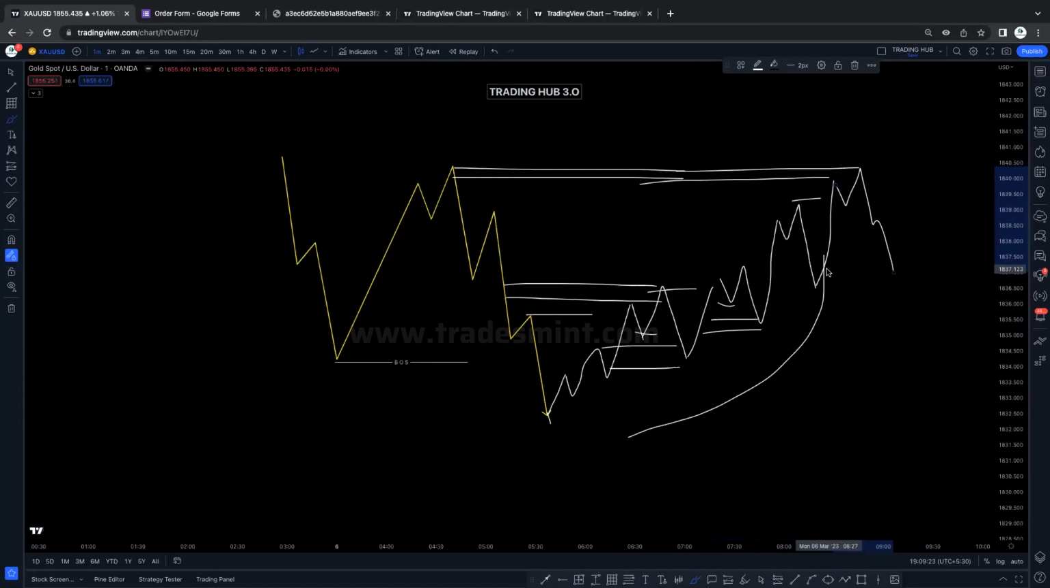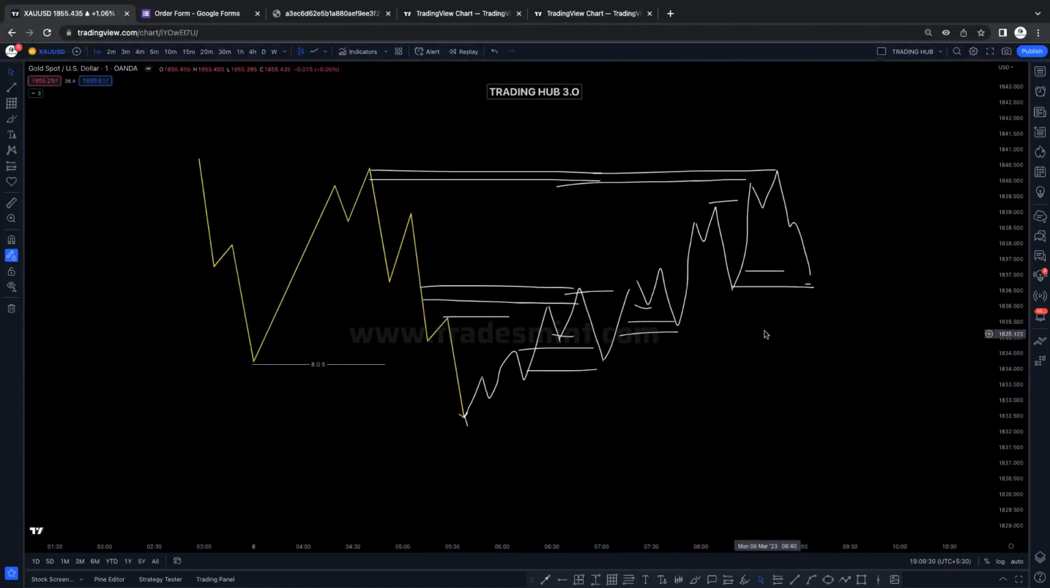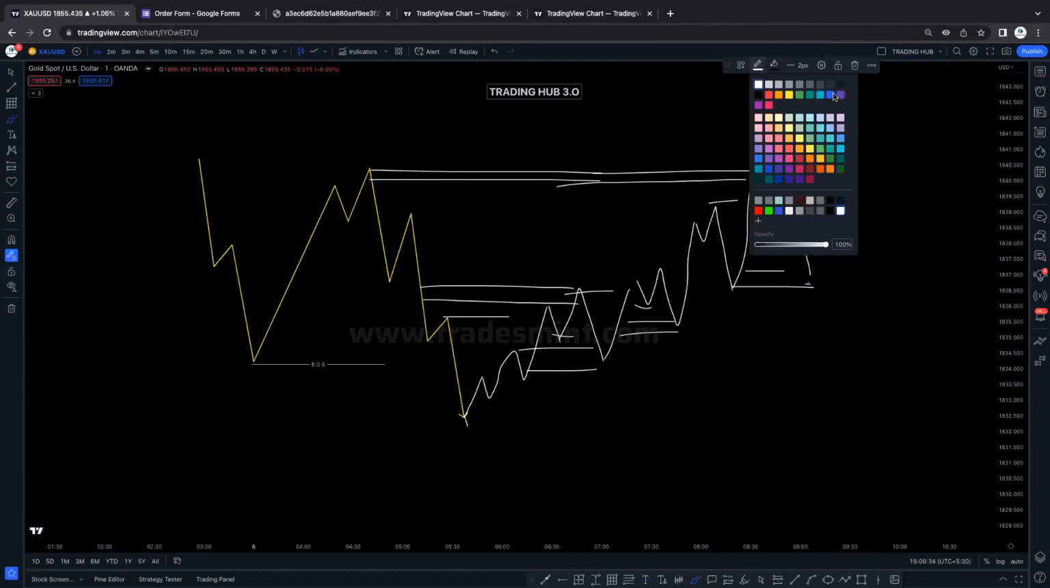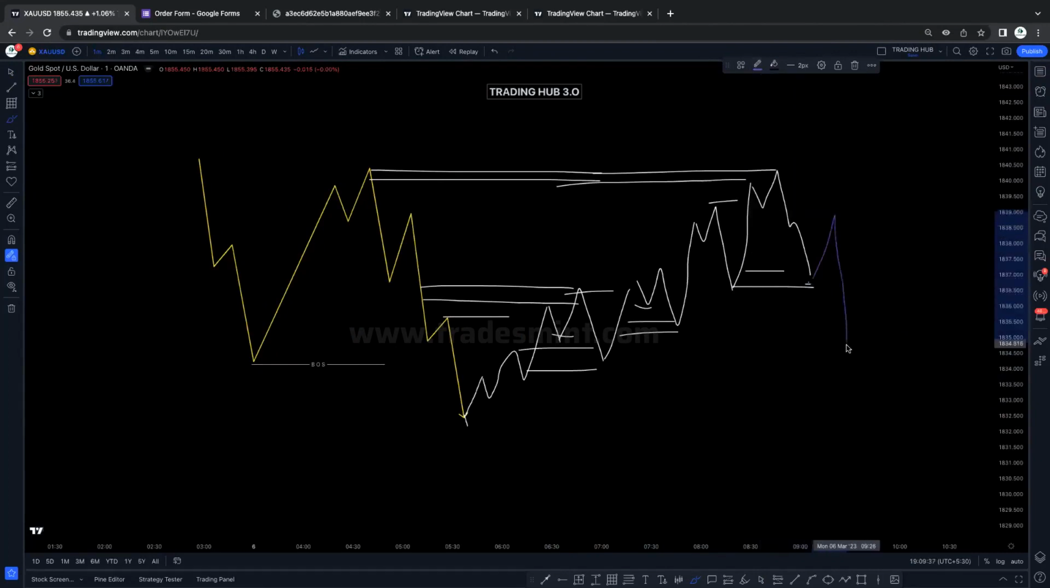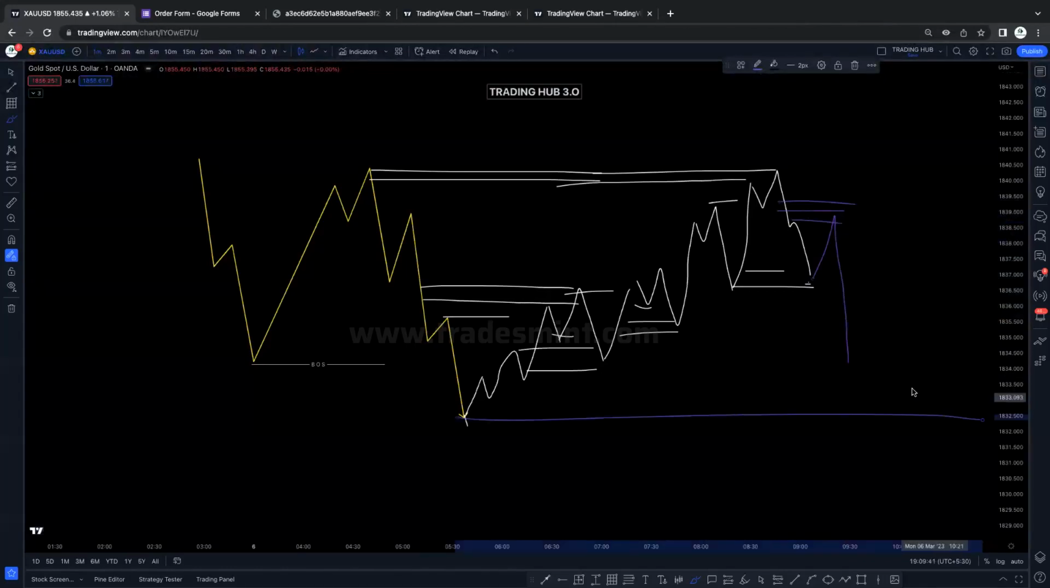mitigate this one, chop, and don't buy here now, right? Why? Because price is trapped on your unmitigated extreme POI, right? So simply you can sell now, after it has taken out the inducement, and the target is here.